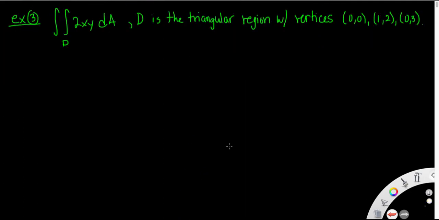And for the third and last example of this video here, we'll go ahead and take the double integral over the domain D of 2xy dA, where D is the triangular region with vertices 0, 0, 1, 2, and 0, 3. So again, we're not given a whole lot of information of what we can plug into our upper and lower limits of dx dy. So we'll have to draw this out and see what happens.